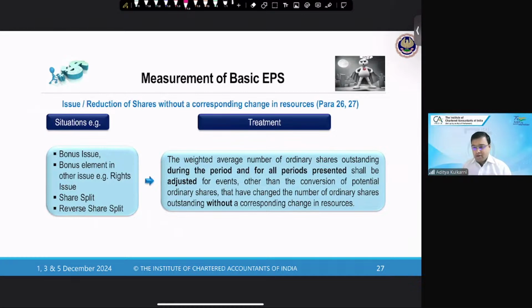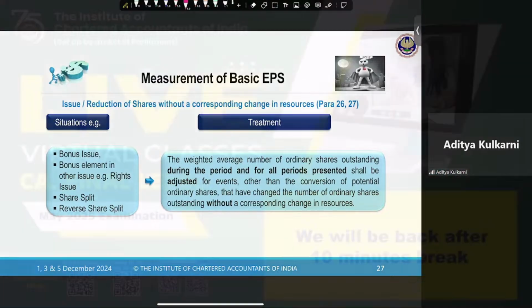We take a break of around 10 minutes and then we shall continue with weighted average number of equity shares. Is it okay? Yes, sir. Yeah, a small break of 10 minutes because now we shall be continuing with bonus and rights issue. Both of them are very important. Okay. All right. Fine. Thanks. Okay.